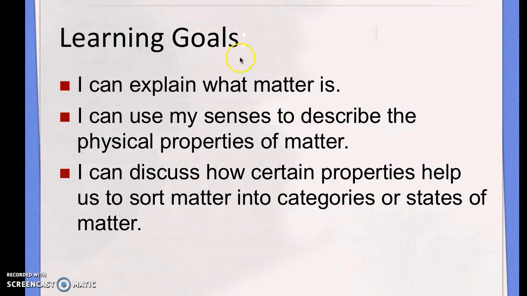So remember our learning goals for our lesson today? Can you do these things? Can you explain what matter is? Can you use your senses to describe the physical properties of matter? Can you discuss how certain properties help us to sort matter into categories or states of matter? You're going to do some of these activities in class to show that you learned these learning goals.